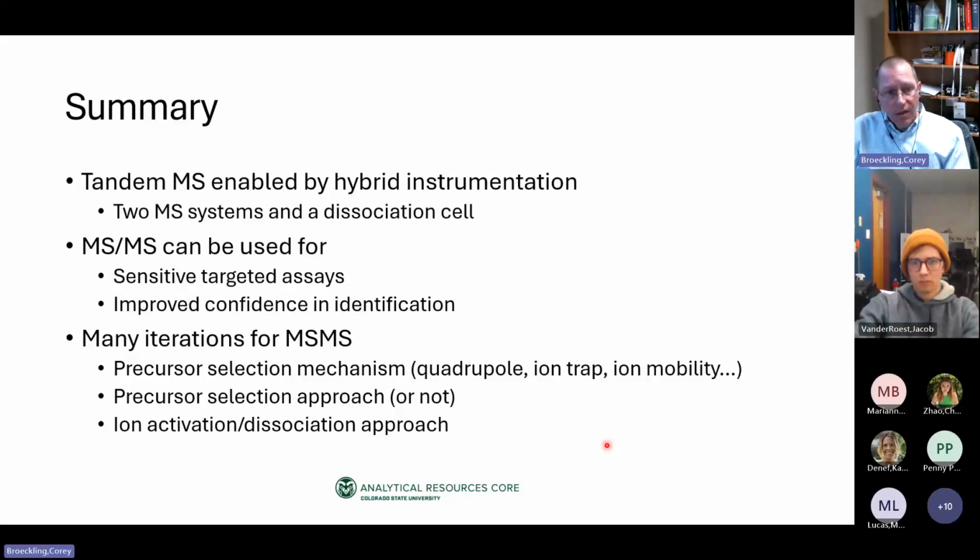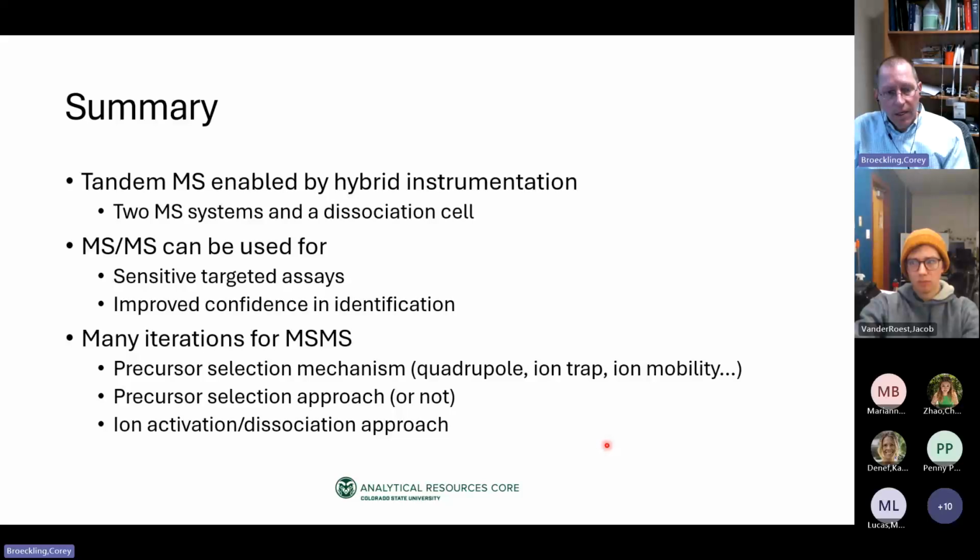MSMS can be used in very sensitive targeted assays. So this would be the application of things like single reaction or multiple reaction monitoring, but it can also be used in qualitative studies to assign structure and improve confidence in identification of unknown structures. There are a lot of different ways MSMS can be used.